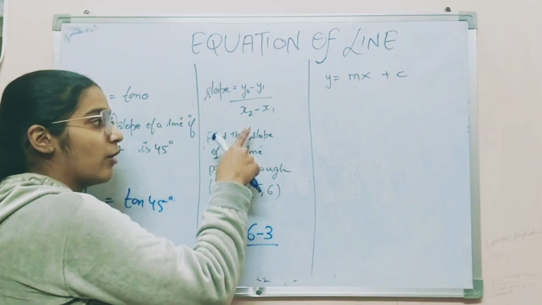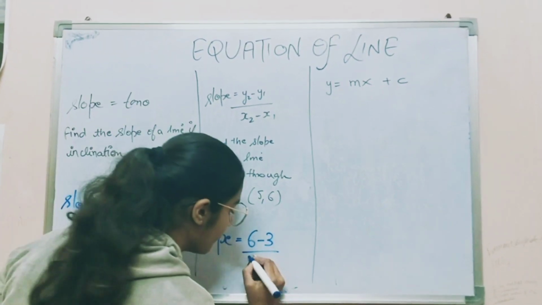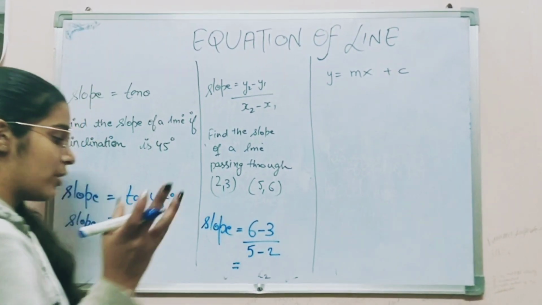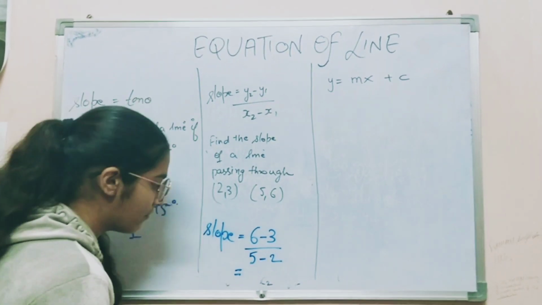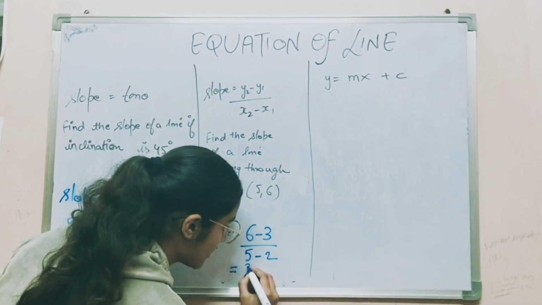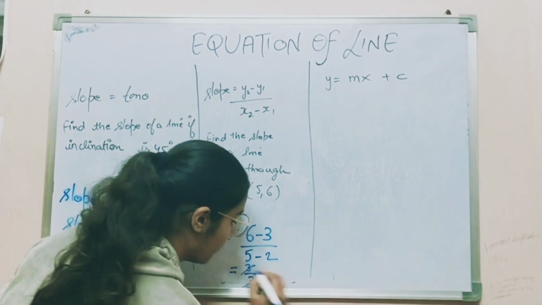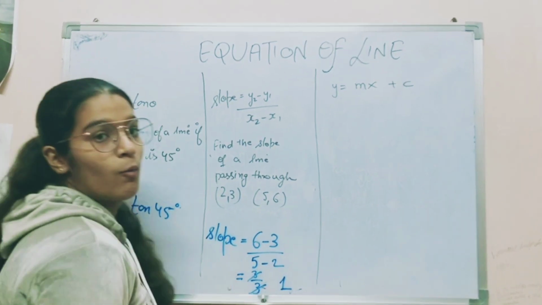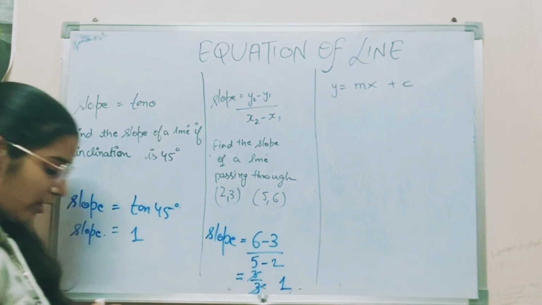Now we have to substitute the value of x2. Here x2 is 5 and x1 is 2. Now we have to do a simple calculation and then we can easily find the slope. So here it's 3 over 3, and the slope is again 1. So the slope is 1 when two ordered pairs are given to us.